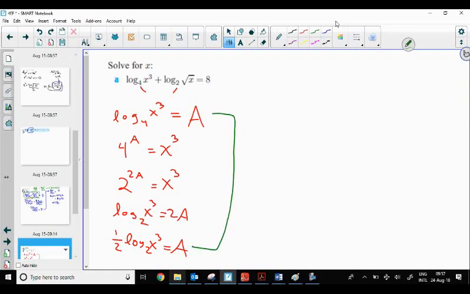Since A is equal to half of log base 2 of x cubed, and A is equal to log base 4 of x cubed, that means that I can rewrite this original equation as 1/2 log base 2 of x cubed plus log base 2 of x to the 1/2 is equal to 8.